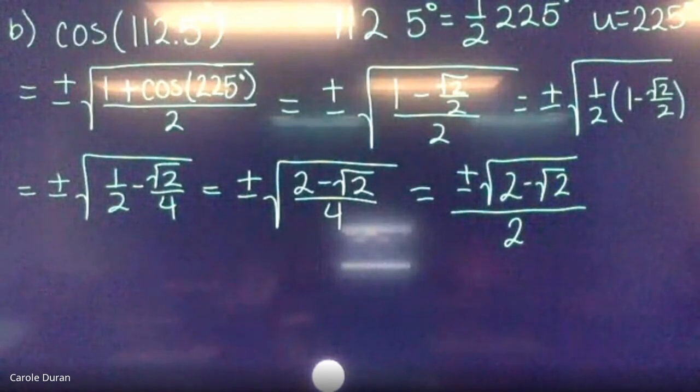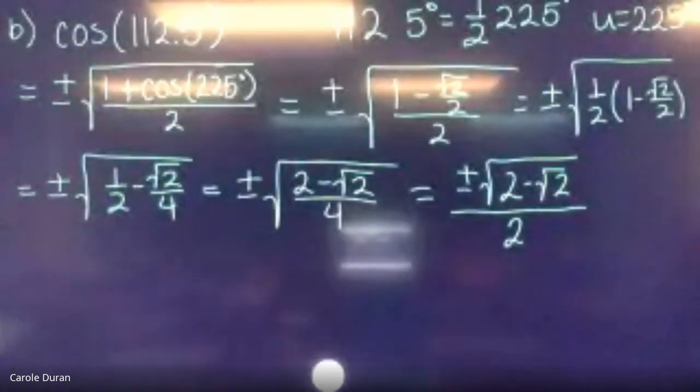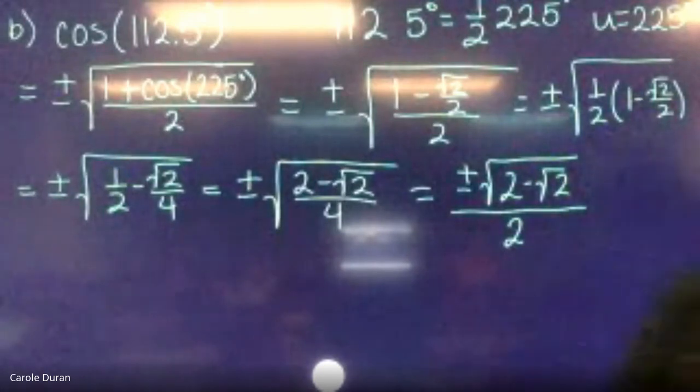And then I'm finished, right? No, what do I have to do? Decide the positivity of my answer. So what quadrant does the angle 225 degrees lie in? What quadrant does 225 degrees lie in? 3. Good. So is cosine positive or negative in quadrant 3? Negative, which means I need the negative answer.